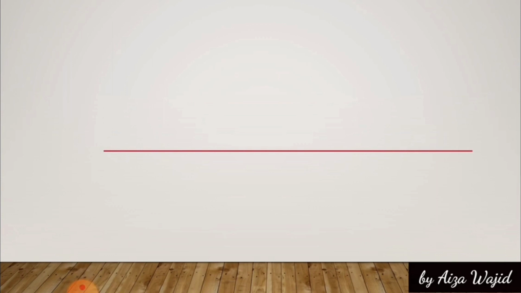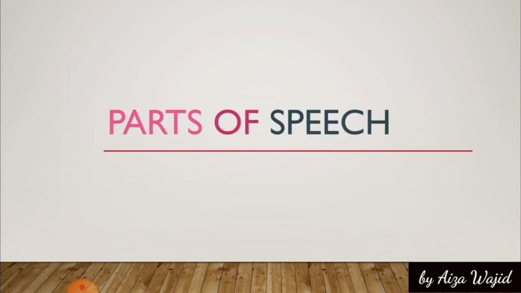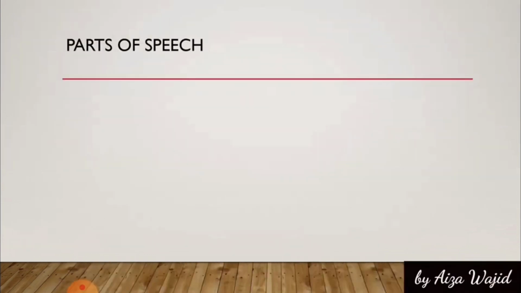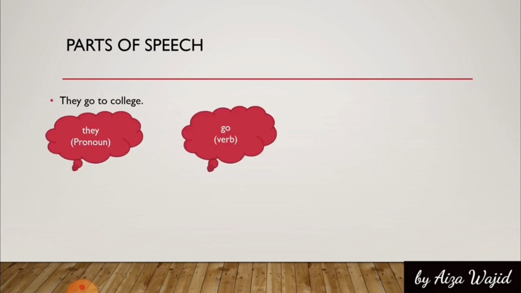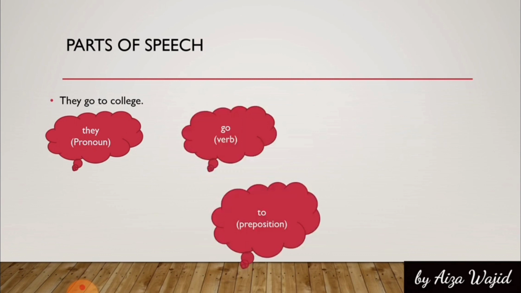First lesson I have brought for you is parts of speech. First, I'll tell you the meaning of parts of speech. I'm going to show you a very simple sentence. They go to college. This simple sentence contains four different words, and these four different words belong to four different parts of speech. Let's see. They is a pronoun, go is a verb, to is a preposition, college is a noun. This simple sentence tells us that we cannot make any sentence without using parts of speech.